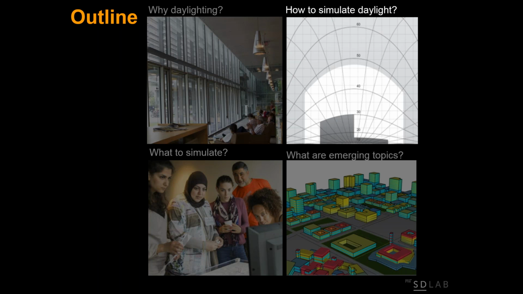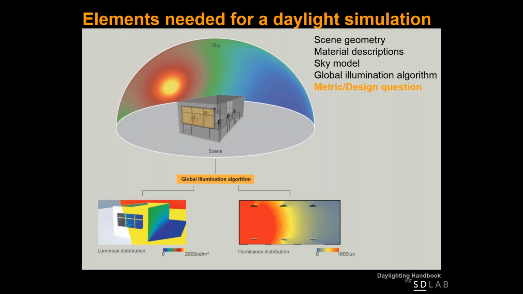So now we're moving on, after having motivated somewhat why one would want to simulate daylight, to how this is actually being done. And these are the key ingredients that one needs to do a daylight simulation. So you see a scene, a 3D geometry of a space. You need the material descriptions of all the surfaces within your scene. You then need a sky model above, that's your light source, and you combine all of this into a global illumination algorithm. And that pops out the luminance distribution and the illuminance distribution that we just talked about.